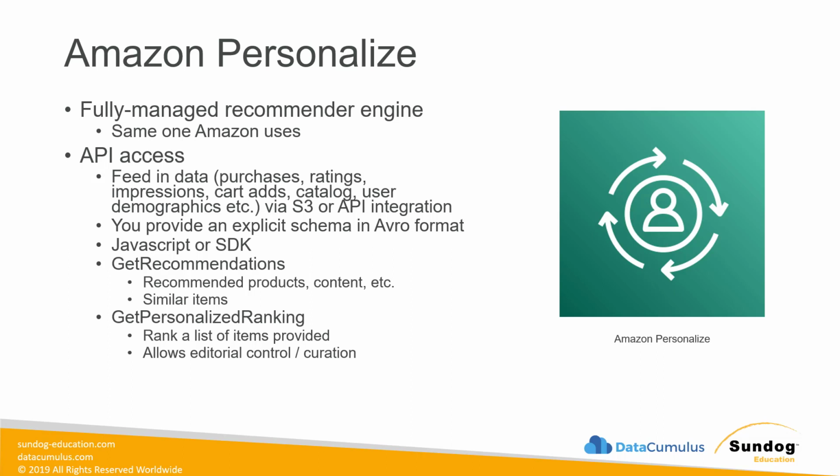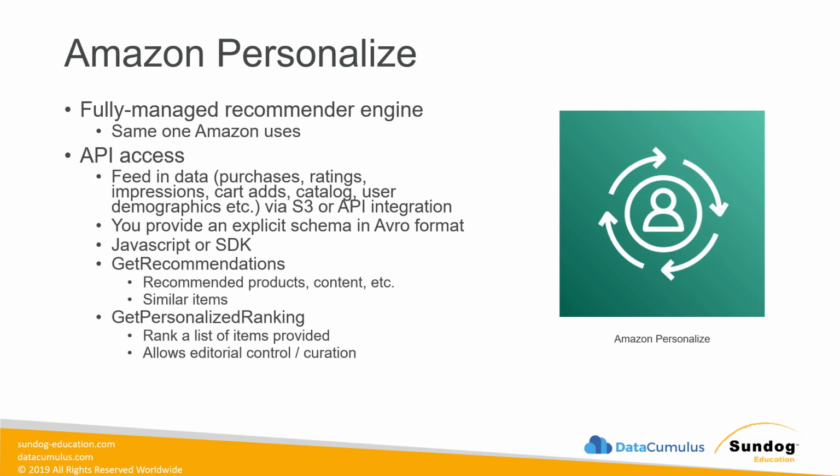The two main APIs are GetRecommendations and GetPersonalizedRanking. So GetRecommendations does what it sounds like. It retrieves recommended products or content or whatever it is that you're trying to push for a given user. So you give it a user and it says, these are the things I think that user would like. And we'll get into the details of that shortly.